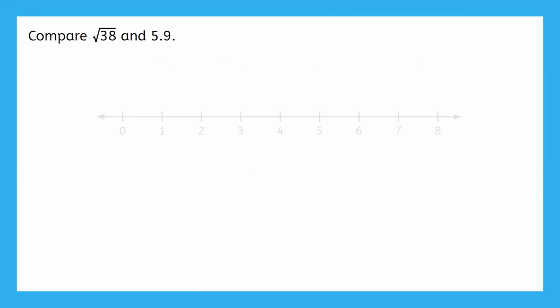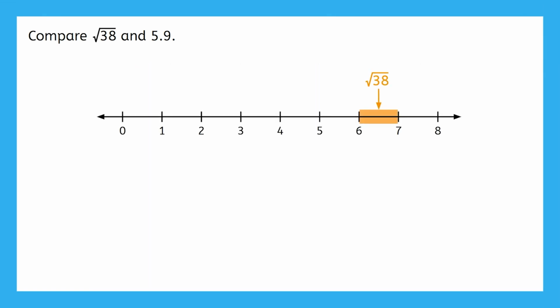On the number line, the square root of 38 is somewhere between 6 and 7, and 5.9 goes here. Which number is smaller? Even though we don't know the exact value of the square root of 38, we do know that all the numbers between 6 and 7 are greater than 5.9. This means the square root of 38 is greater than 5.9.